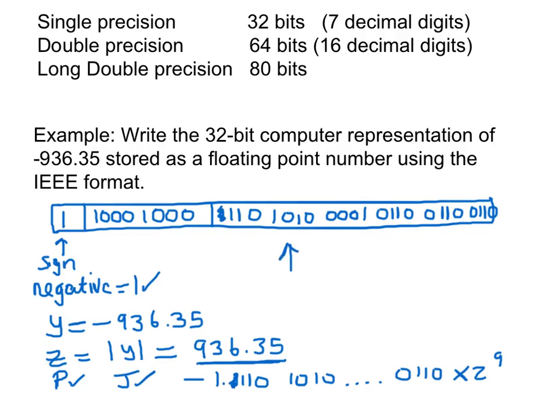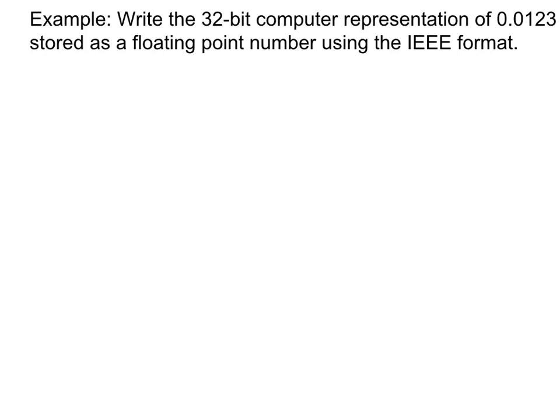So the computer representation for the negative 936.35 is identical to the computer representation of the positive 936.35, the only difference being this first bit, the sign bit. When it's negative it's 1, when it's positive it's 0. Let me do another example for you.